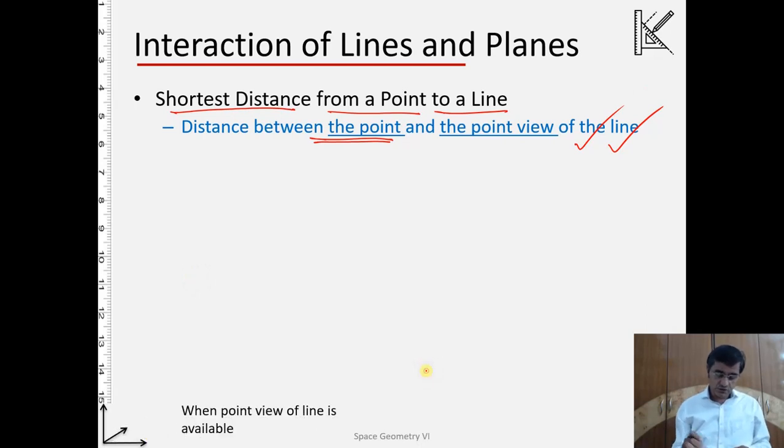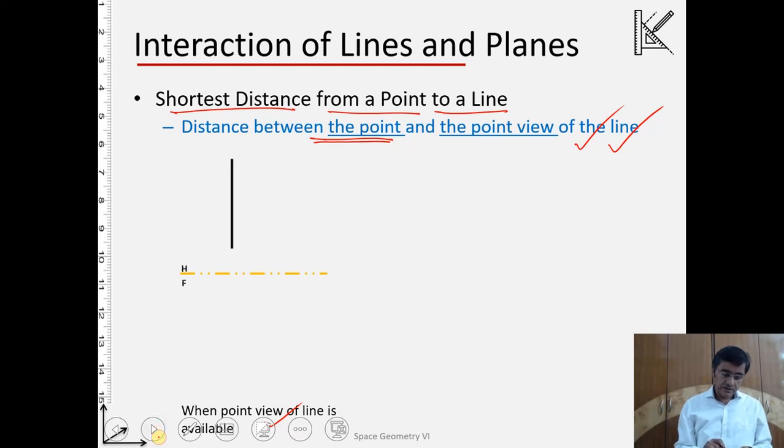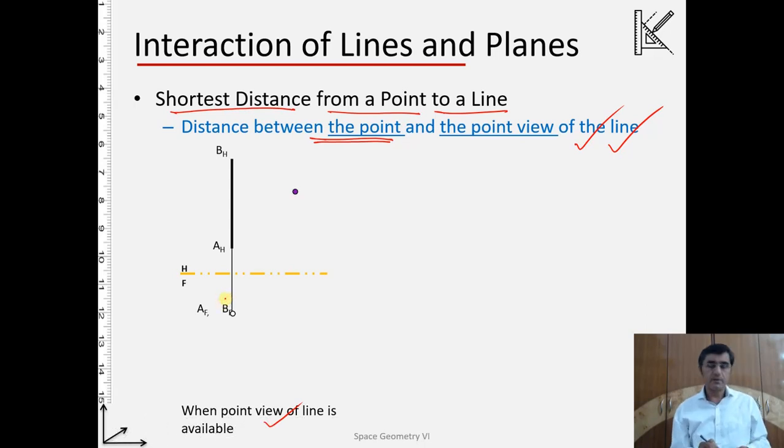Let us take one case. The case is when the point view of the line is available, a simple case as I was talking about here. So in that case, the line is perpendicular to the frontal plane. So we have its horizontal projection and its point view on the frontal. Okay, so this is AF, BF, here it is BF.